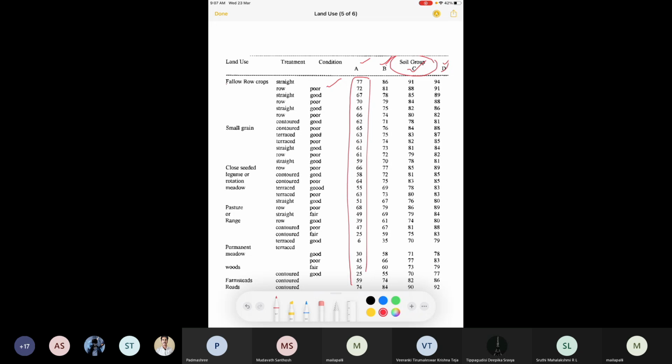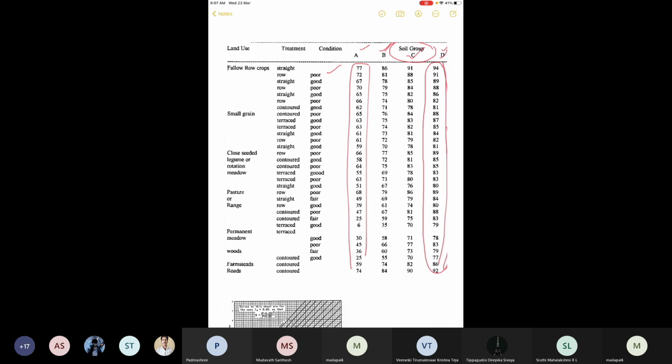So in the earlier example, if you see CN is equal to 100, that is falling into soil group D. You can also see from the values that they are close to 100. That means you expect a lot of runoff from this soil group.